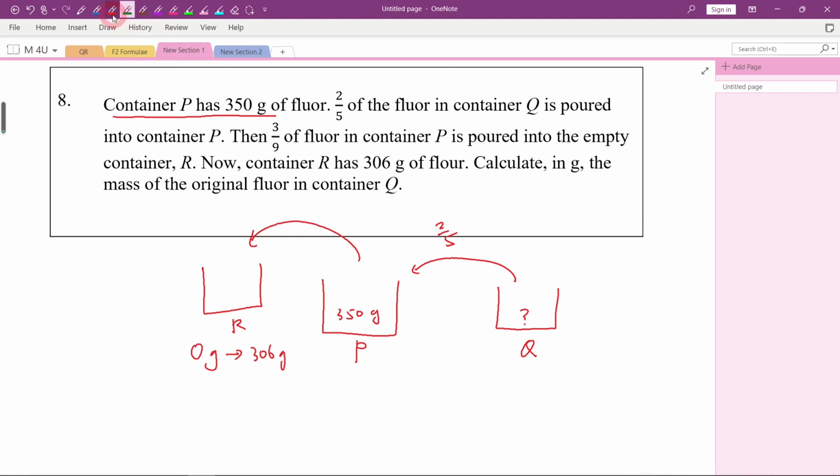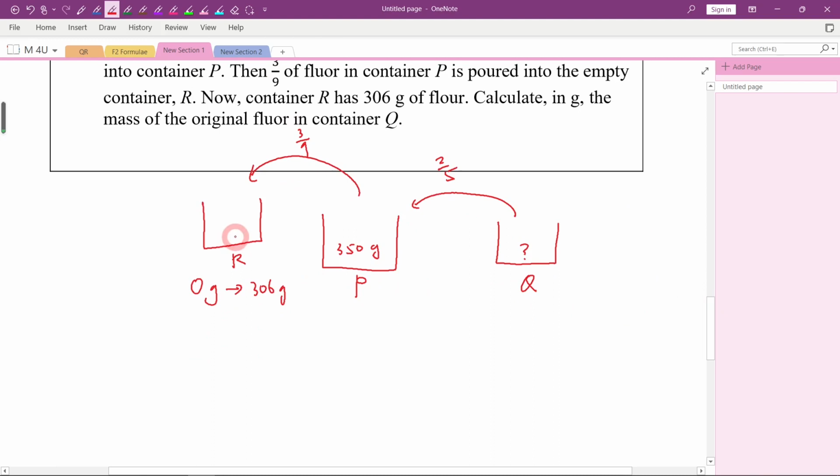So this is 3 over 9. Let me calculate from here, going backward like this. The beginning is 0 grams. So we know that 3 over 9 of this, 350 plus here, is the total 9 parts, and 306 is represented by 3 parts. So what you need to do is take 306 divided by 3.